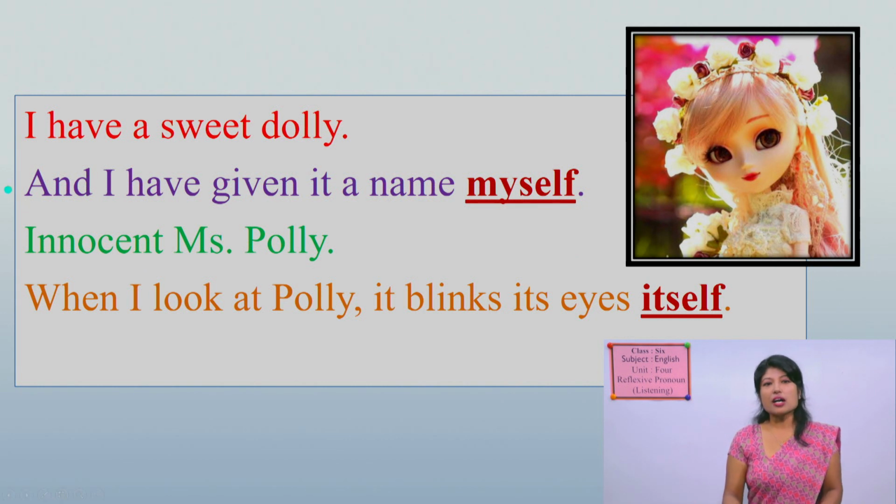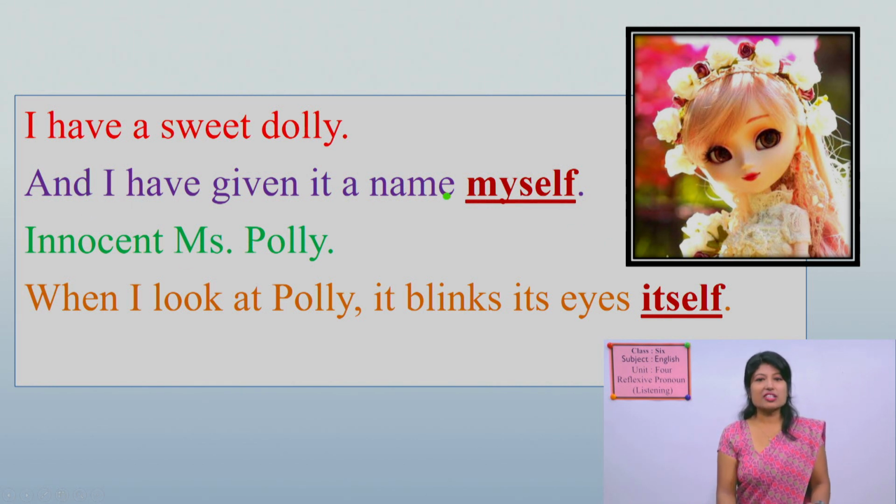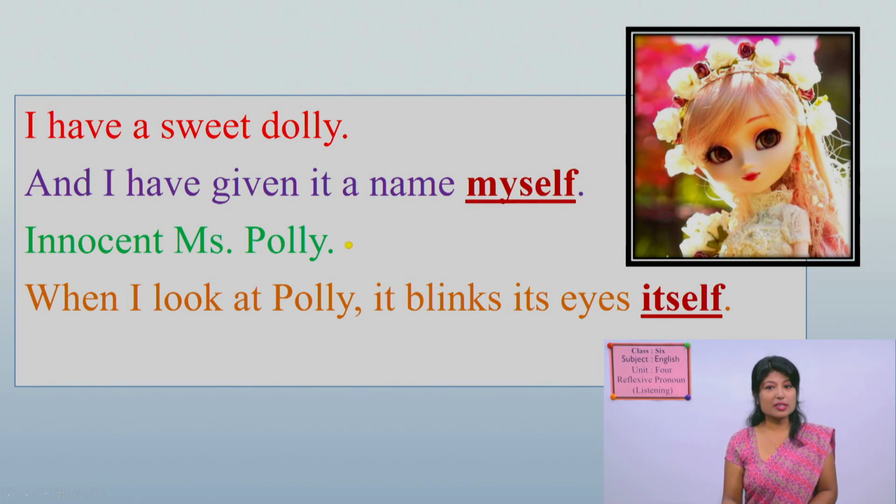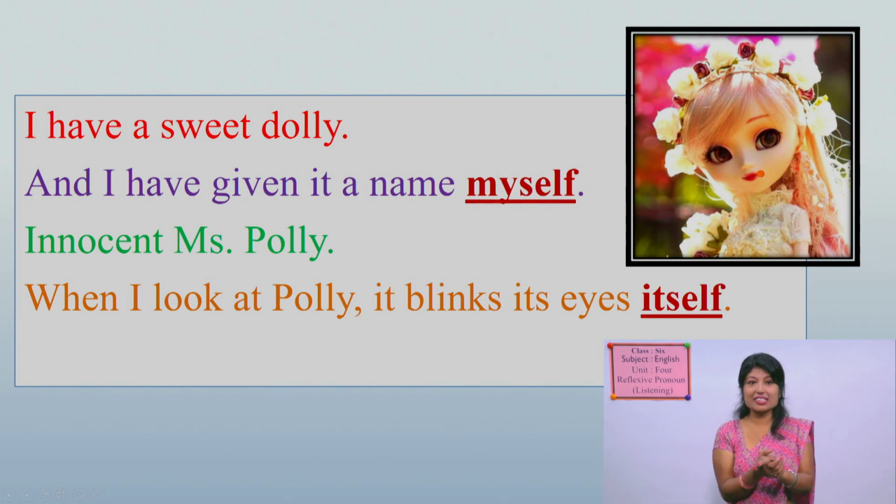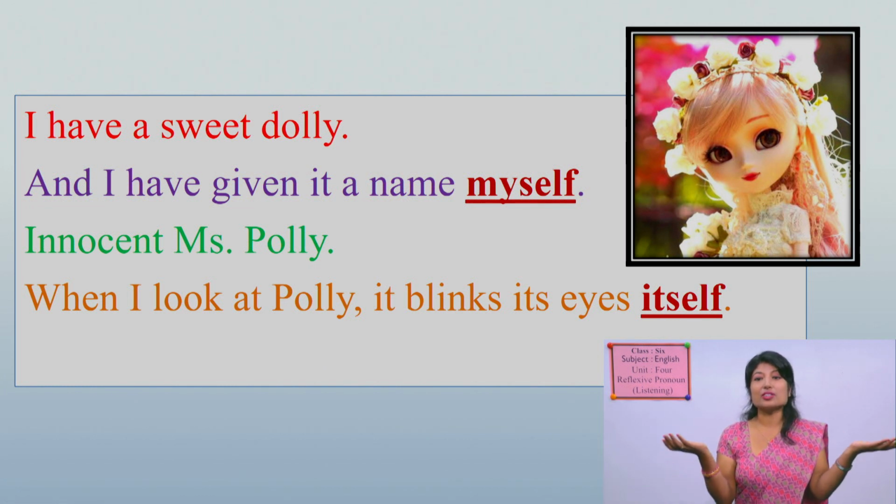Okay, let's start. I have a sweet dolly. I have a sweet dolly and I have given it a name myself. Innocent Miss Polly. That's the name I gave to this dolly. When I look at Polly, it blinks its eyes itself. Okay, this is my poem about the dolly.